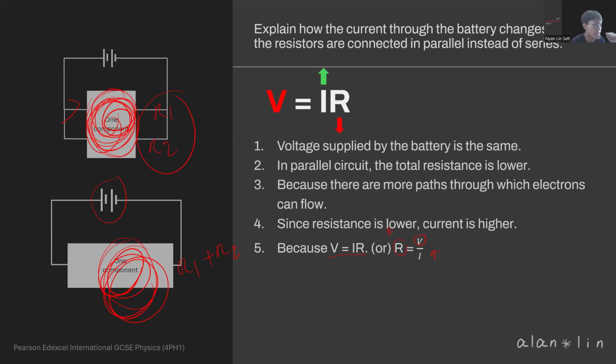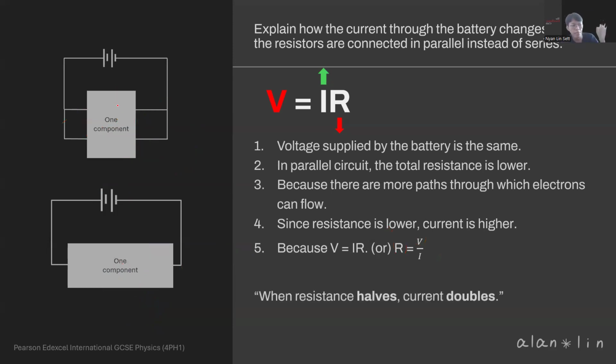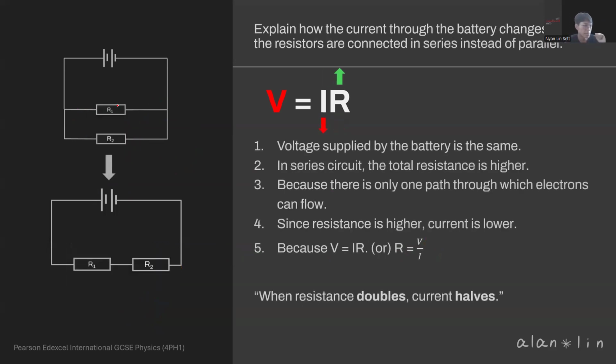Okay, now let's take a look at the inverse. What if we change from a parallel circuit to a series circuit? So it's going to be the opposite. The resistance is going to increase because in a series we have fewer paths, and because the battery voltage is the same, the current is going to decrease. And by the way, this little quote: when the resistance doubles, the current halves.